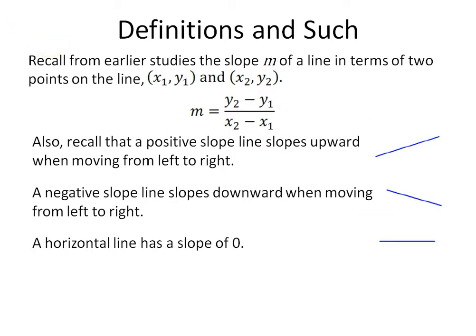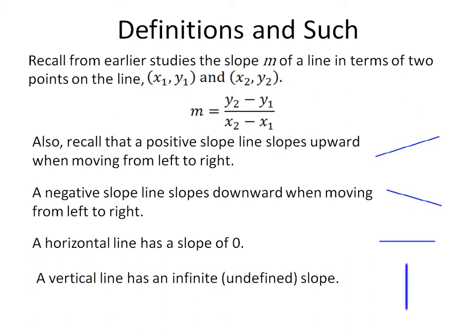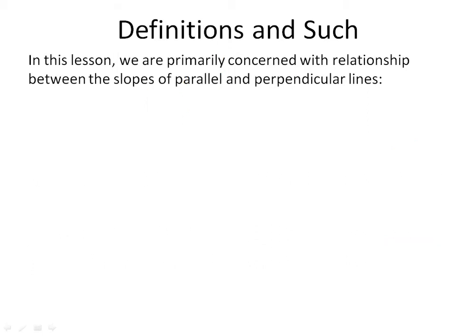Okay, and then lastly we have a vertical line, which has an infinite or an undefined slope, and it looks like this. The reason it's undefined is because if you put it into the formula up here, you will come up with 0 for the denominator, which is not a valid thing that you can do. That's also why it's called infinite. Either one is a term that you may be able to use, depends on the situation.